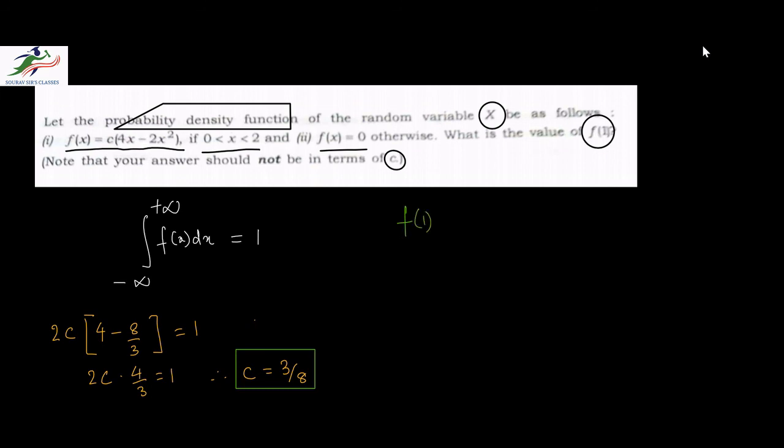So the value of f(1) would be equal to c, which is 3 by 8, into 4 into 1 minus 2 into 1 square. So 4 minus 2 is 2. So this is 3 by 8 into 2, or 3 by 4. So f(1) is 3 by 4.